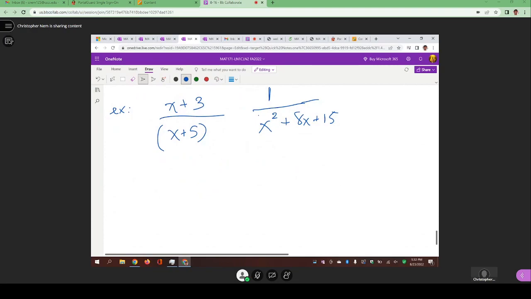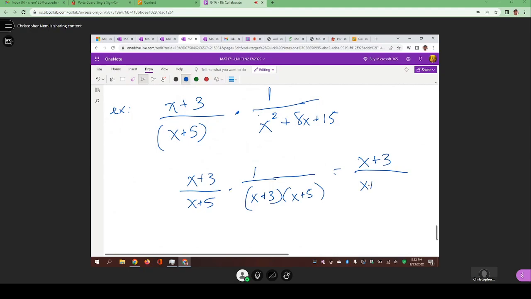So if we factor this out, we get x plus 3 over x plus 5 times x plus 3, times 1 over x plus 5. Now that I've factored it out, I can multiply across. So I get x plus 3, since 1 times anything is itself, all over x plus 5, x plus 5, x plus 3.